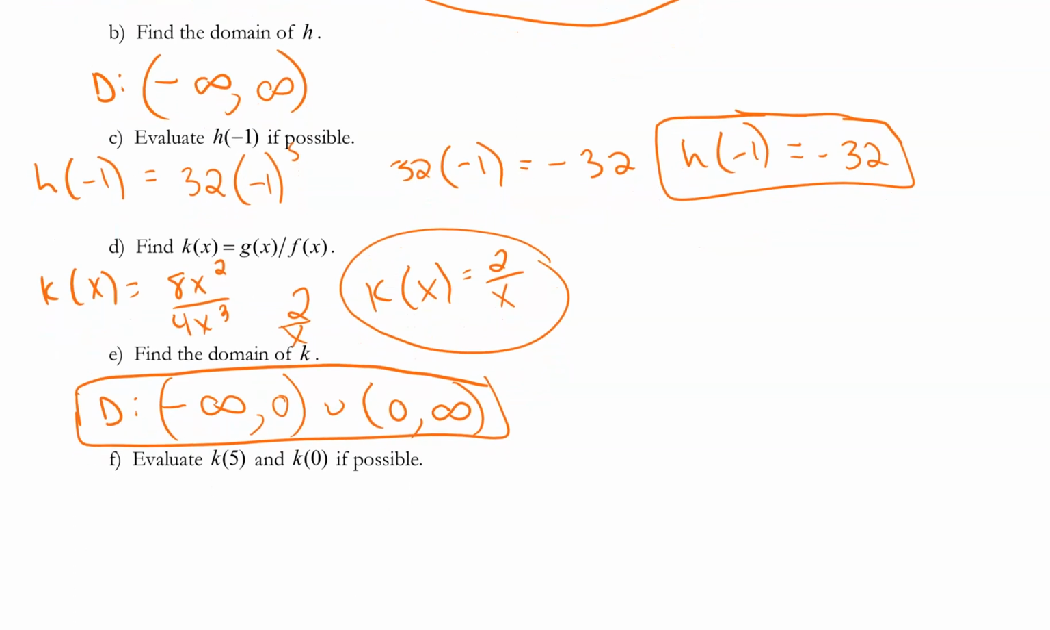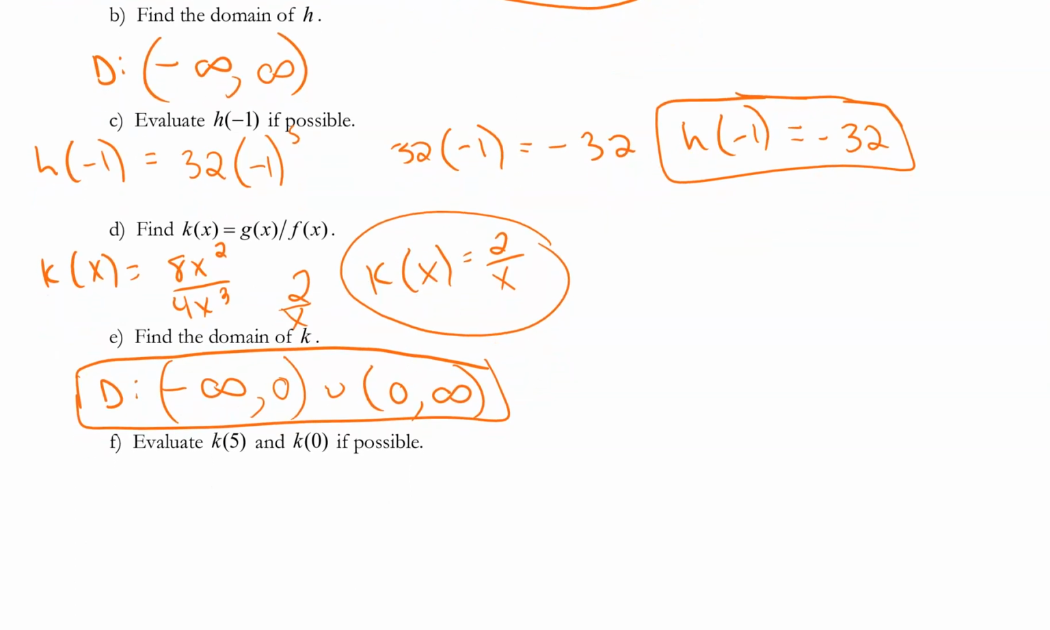Evaluate k of 5 and k of 0 if possible. Well, k of 5 is going to be 2 over x, so 2 over 5. K of 0, though, would be 2 over 0. Not possible. It's undefined.